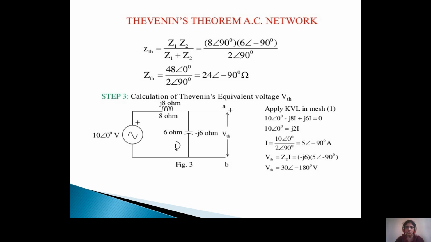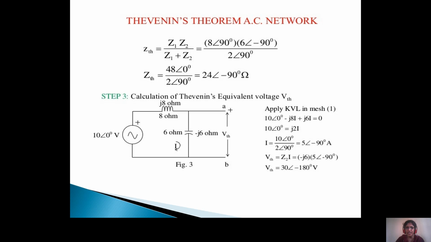So apply KVL. Minus to plus, 10 at an angle of 0, plus to minus, minus j8I, plus to minus, already this is capacitance, so minus of minus there is plus j6I equal to 0. So 10 at an angle of 0 is equal to j, 8 plus minus 6, it comes to j2I. So I equal to 10 at an angle of 0 by 2 at an angle of 90, that is equal to 5 at an angle of minus 90.